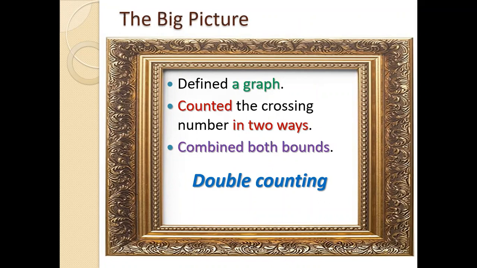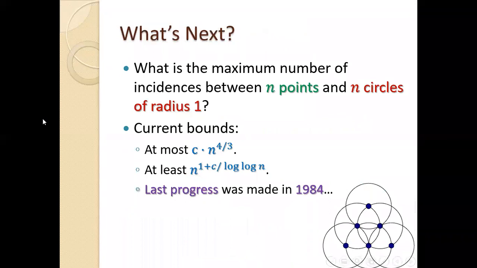Okay, last slide about incidences. So I told you before, this incidence result is really almost the only incidence problem that is solved. Here's an example of a problem that's open. What is the maximum number of incidences between n points and n circles of radius 1? All the circles have radius 1, very simple circles. We don't know. The best upper bound is the same as for lines, n to the 4/3. The best lower bound is this expression that might look weird. This is basically very, very close to n.